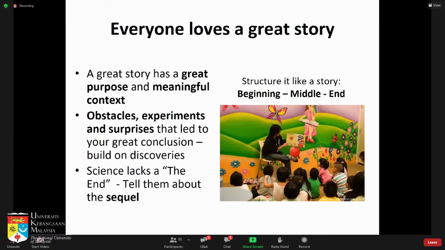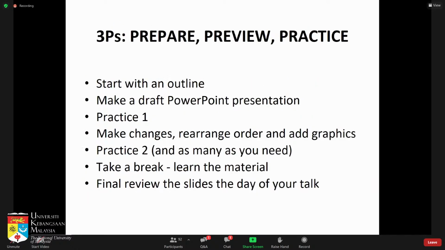So start with a great story, a story that really suits the audience, like postgraduate students, for example, or general practitioners, with a great purpose, and there's a meaningful element of context in that story. So you really have to tell the story from the beginning and middle to the end. Maybe at the end of the slides, close the story that you keep telling them, for example.